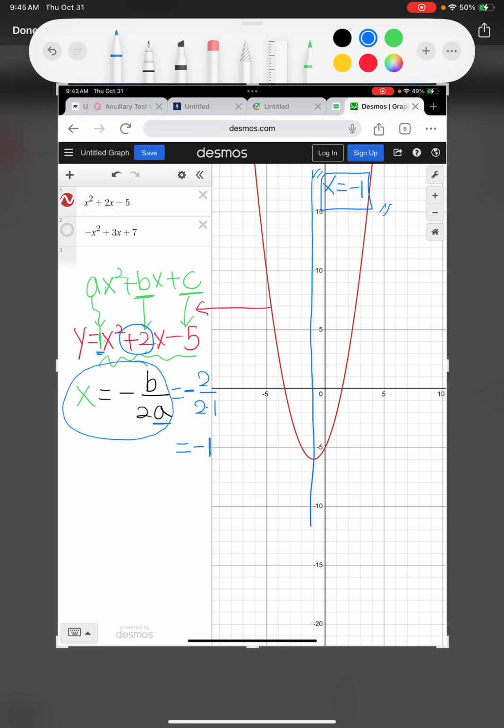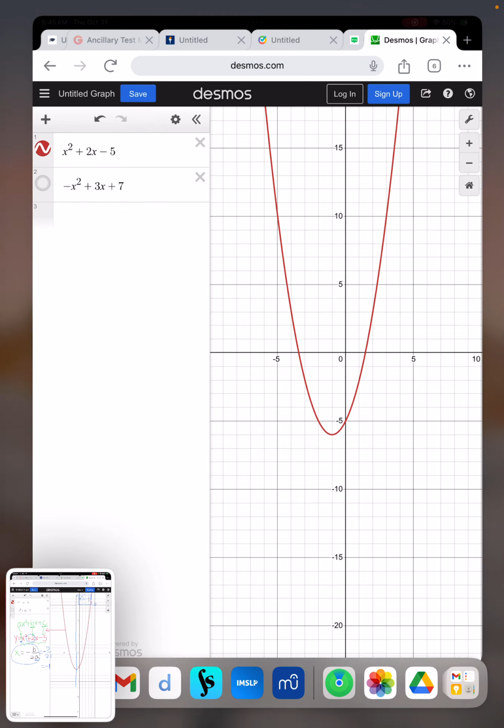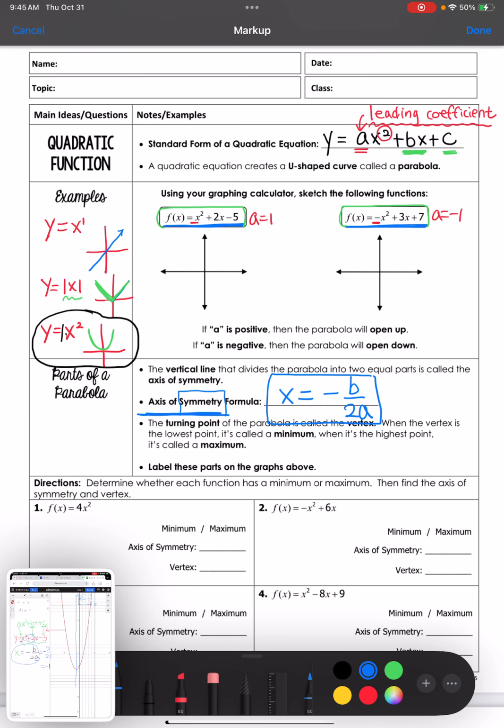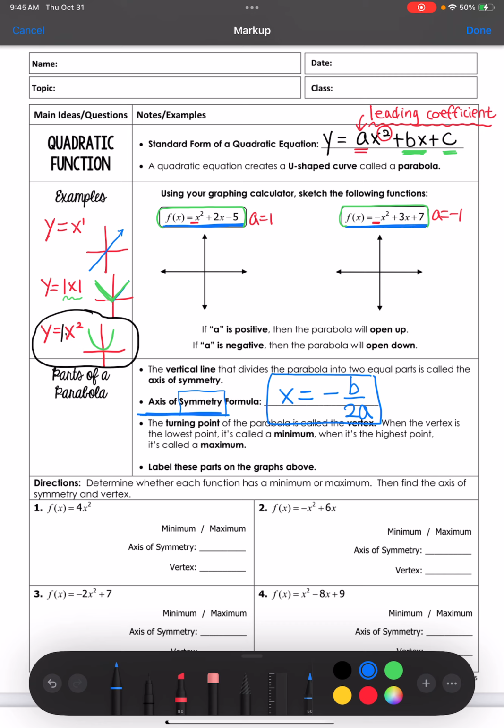I know this might be confusing because we are going back and forth, but I'm gonna go back to our original paper and then continue the other examples. So there are 4 graphs here. I want you to stop the video and do it yourself. You need to find whether this graph is minimum or maximum, and you have to find the axis of symmetry and vertex.